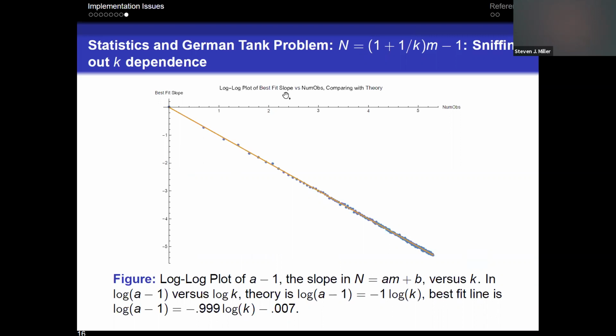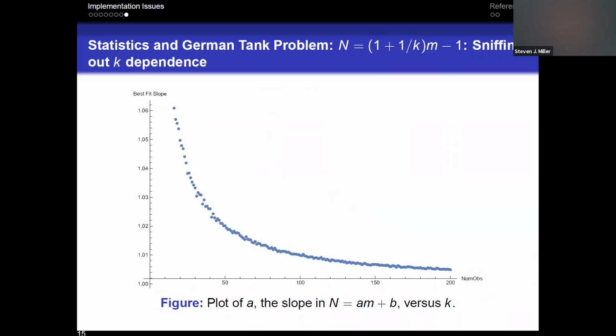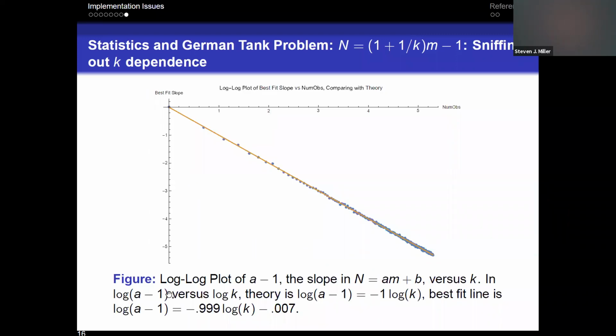So it's a log-log plot of the best fit slope versus the value of k, and you can see this incredibly beautiful relationship. We can look at the log of a minus 1, instead of just the log of a. The reason is, if you look at the plot, we know everything seems to be converging to 1. Why not throw away that thing that we seem to know? So we look at the log of a minus 1 versus the log of k.